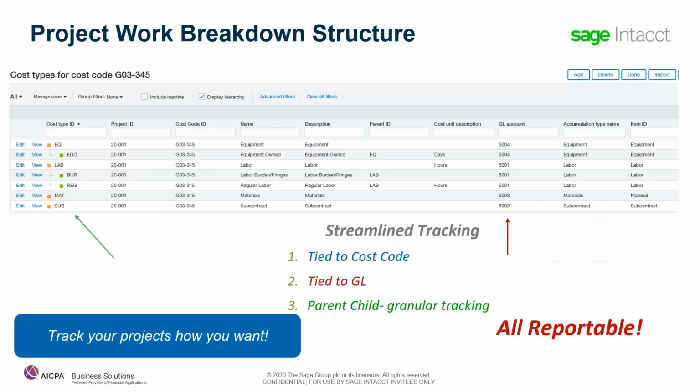Now, being able to split information down by cost type allows us to get more granular in tracking those costs. Each of these cost types is going to be tied back to a cost code, but it's also tied to the general ledger, as you see here, ensuring that a user, when they're coding to that cost type, is coding to the correct general ledger account, eliminating the need to enter that additional information and streamlining where these costs need to go.